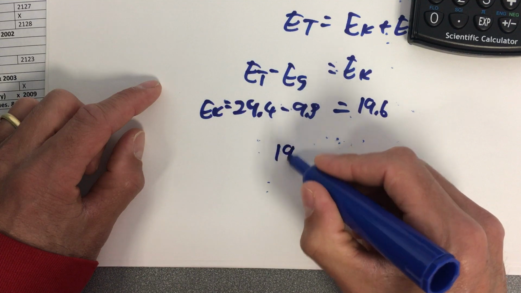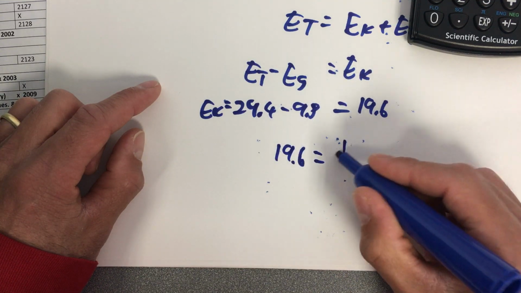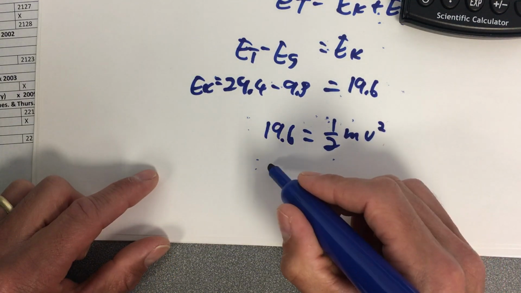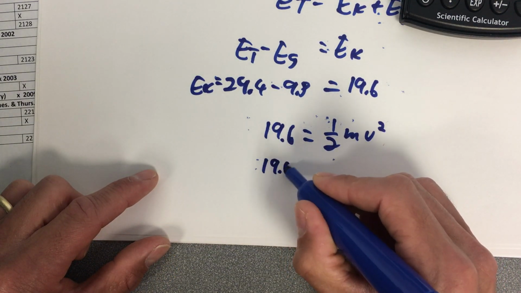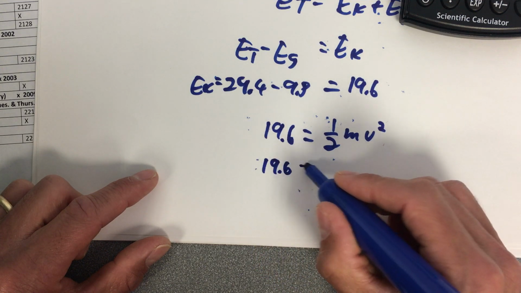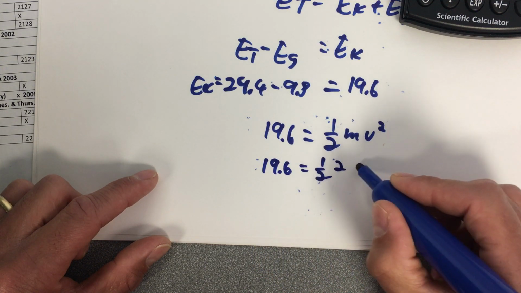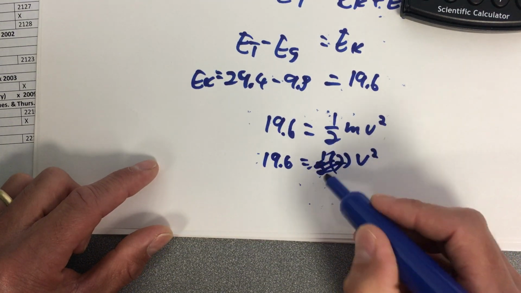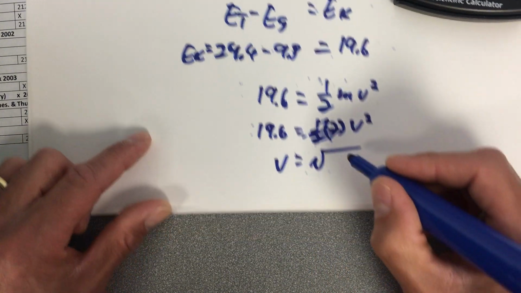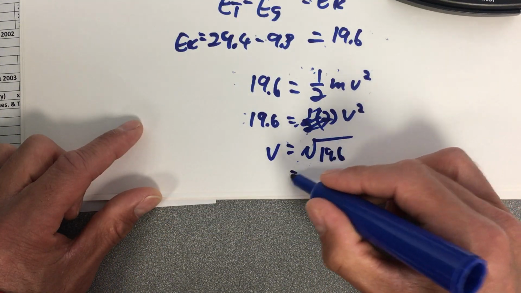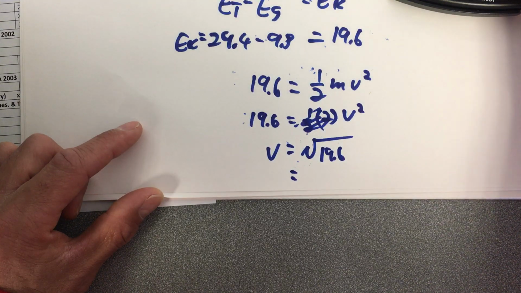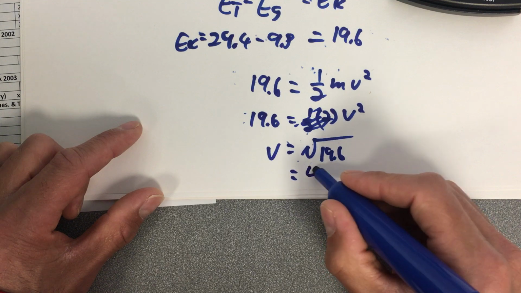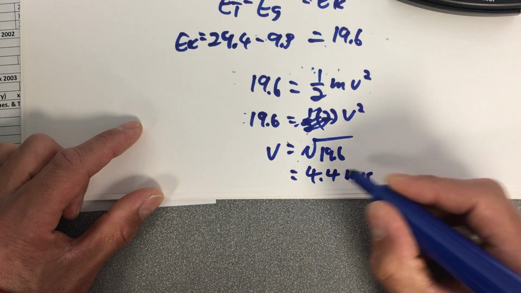So our kinetic energy is half mv squared. So 19.6 is 1/2 of 2v squared, because our mass is 2. Those cancel each other out, and our velocity is the square root of 19.6, which is 4.4. We have a velocity of 4.4 meters per second at this point.